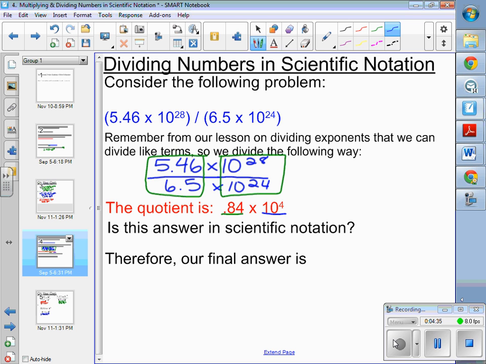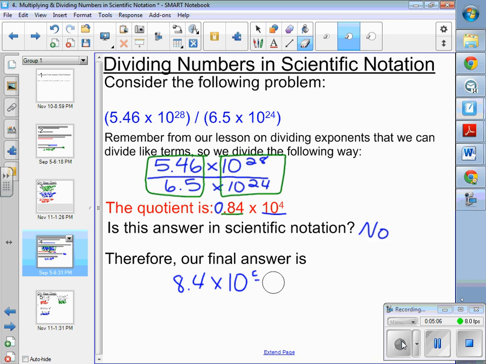Now, when we look at this problem, hopefully we're seeing this is not scientific notation, because there's a 0 in front of the decimal, 84 hundredths, not a 1 to a 9 in front of that decimal. So we know it is not in scientific notation, and we need to fix it to be 8 and 4/10 times 10 to the 5th power. Sorry, this is 8, and this is to the 3rd power. I went the wrong way. Kept going, in the habit of going bigger. So, we'll finish this in a few minutes.